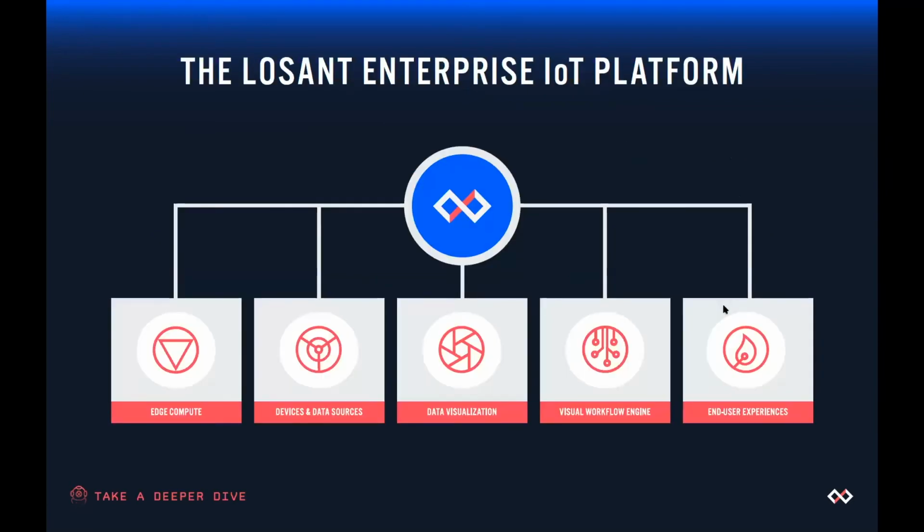So prior to handing it over to Dylan to speak directly about Losant's template library, I'd like to do some level setting around Losant and our enterprise IoT platform, especially for those of you on the call who are new to Losant. So Losant is an application enablement platform. And what that means is that Losant provides enterprises with the building blocks to create their own IoT applications. The platform itself consists of 5 key components that help customers achieve that. They are edge compute, our devices and data sources, our data visualization suite, our visual workflow engine for building your business logic, and finally, our end user experiences.